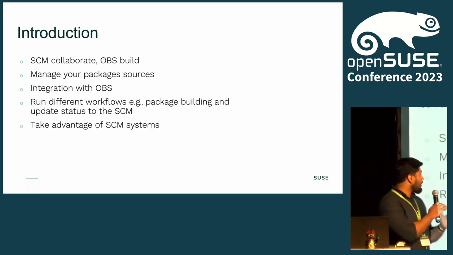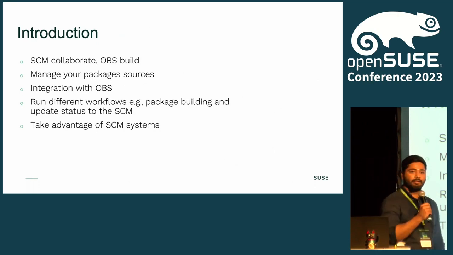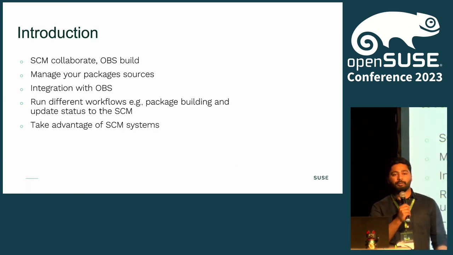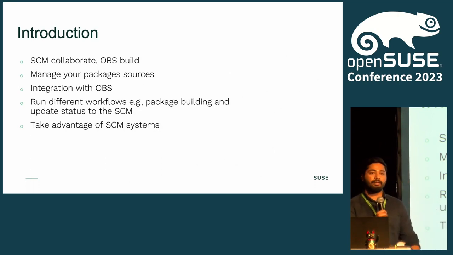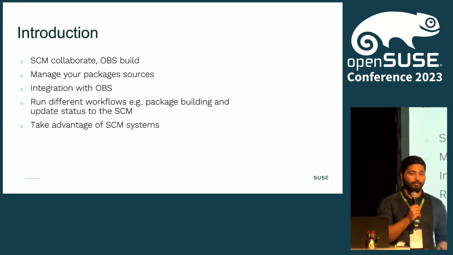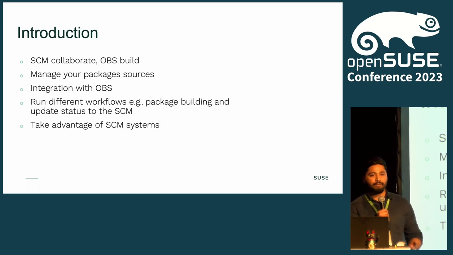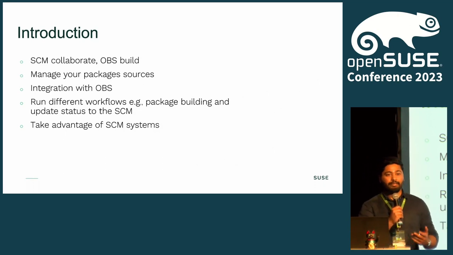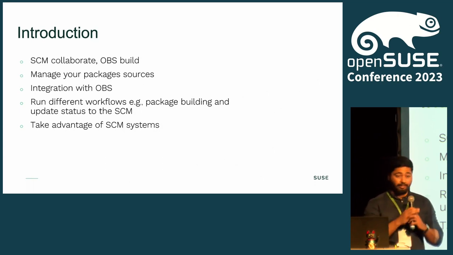As an introduction, most of us here use GitHub or GitLab to collaborate. We use these source code management systems to manage the sources of our projects, and we can take advantage of that. For example, whenever we update our package on GitHub, say we create a new pull request, GitHub is going to interact with OBS. OBS is going to take the latest changes from your GitHub or GitLab repo, build the package, and then respond back to your source code management system. In this example, I'm talking about GitHub.